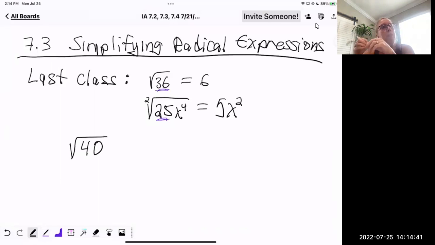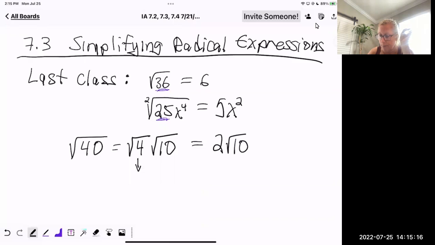8 times 5. Is 8 or 5 a perfect square? No. 4 times 10. Oh, 4 times 10. 4 is a perfect square. So what you do is you break this down into the perfect square times whatever is not the perfect square. So 40 would be, I put the perfect square first, 4 times 10. That's 40. If I put it together, it makes 40. But I can simplify this because square root of 4 is 2. So my simplification of the square root of 40 is 2 radical 10.